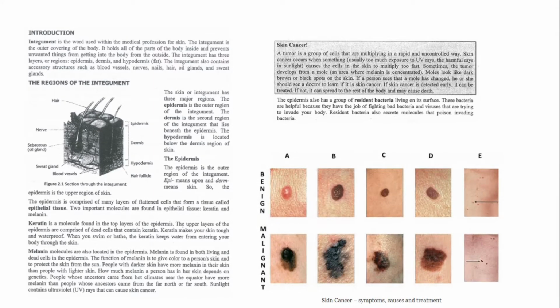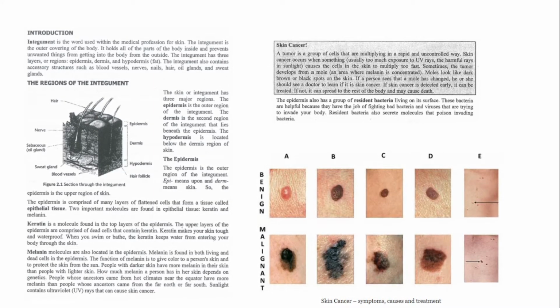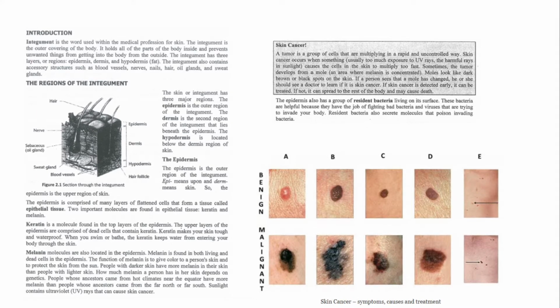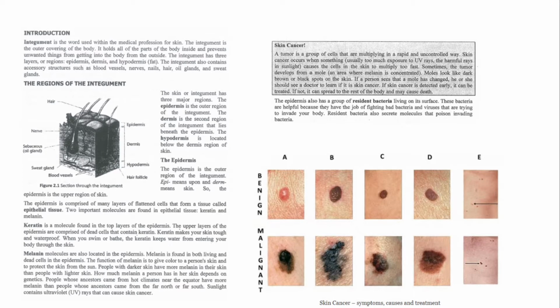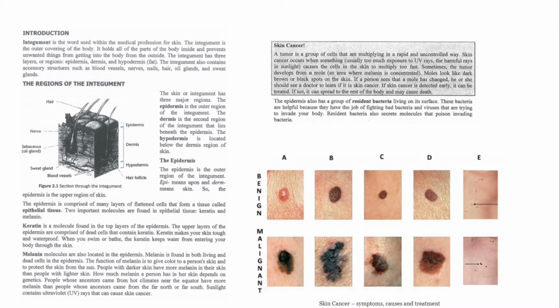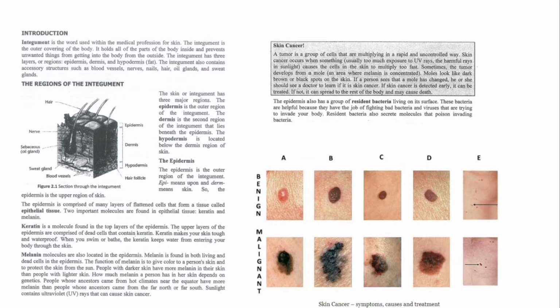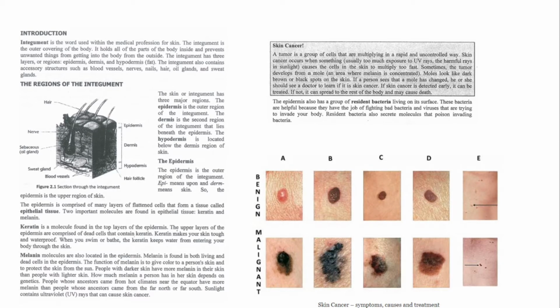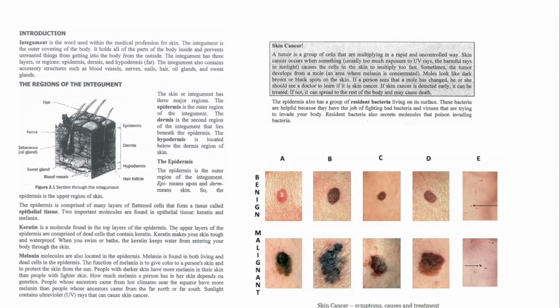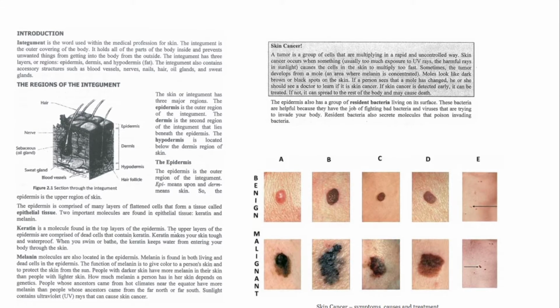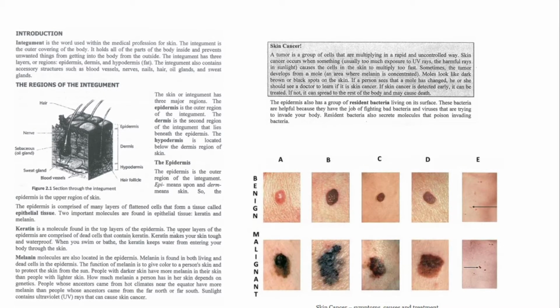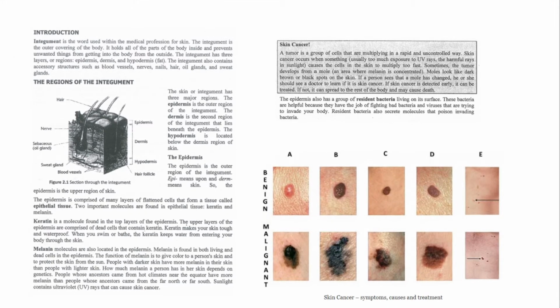Sometimes the tumors develop from a mole, an area where melanin is concentrated. Moles look like a dark brown or black spot on the skin. If a person sees that a mole has changed, he or she should see a doctor to learn if it's skin cancer. If skin cancer is detected early, it can be treated. If not, it can spread to the rest of the body and may cause death.